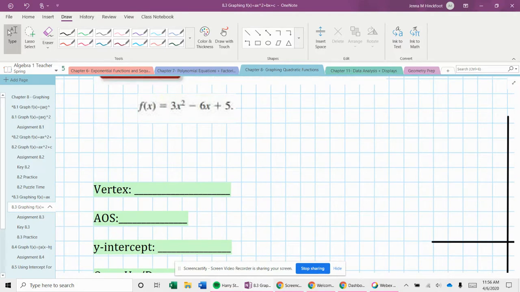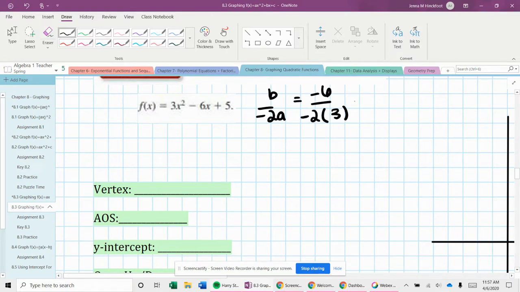So remember, for your vertex you have to find your x, which is your AOS. So remember that's b over negative 2a, where b is negative 6 over negative 2 times our a of 3. Simplify: negative 6 over negative 2 times 3, which is negative 6. So negative 6 divided by negative 6 is positive 1. That gives you two answers: your x of your vertex and then your axis of symmetry. So remember, we write that as x equals 1.